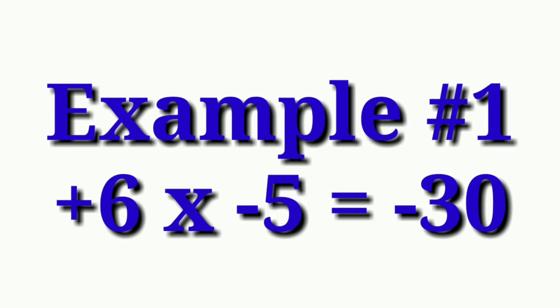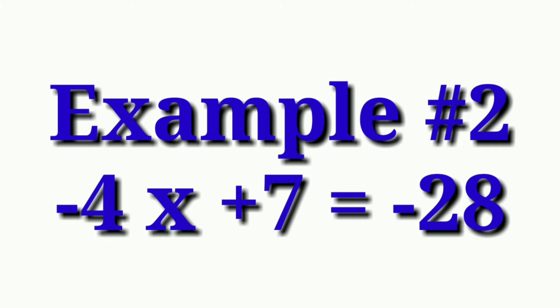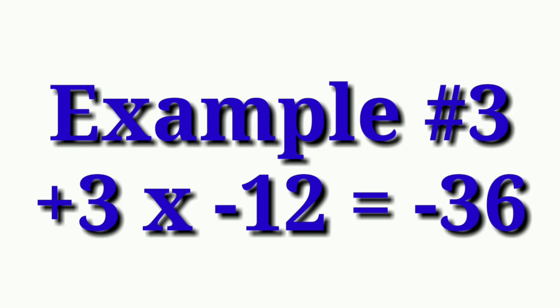Example number 1. If we have positive 6 times negative 5, it is equal to negative 30. We now proceed to example number 2. We have negative 4 times positive 7 is equal to negative 28. Example number 3. Positive 3 times negative 12 is equal to negative 36.